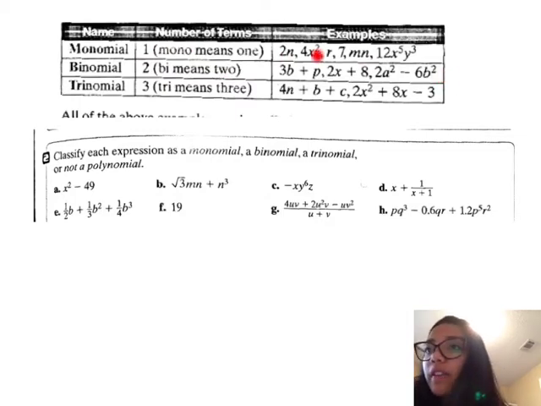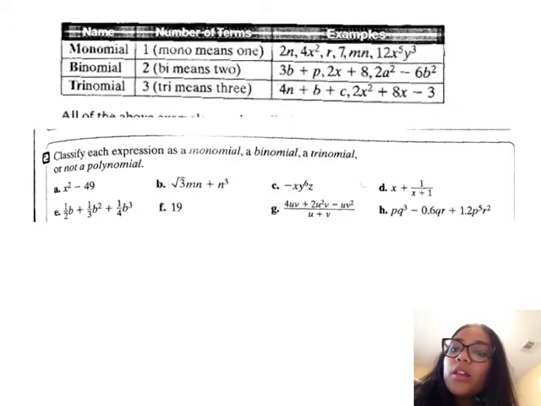And if you notice, none of the exponents are negative. These commas are separating them. That means these are examples: 3b plus p, 2x plus 8, 2a squared minus 6b squared. And none of them are being divided by a variable. A trinomial is 3. So 4nb plus b plus c, 2x squared plus 8x minus 3.